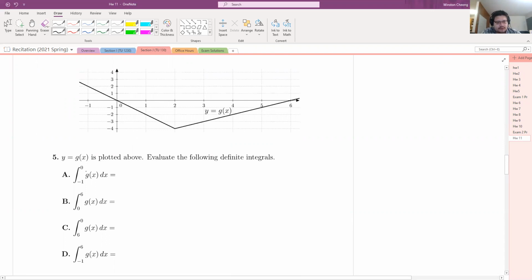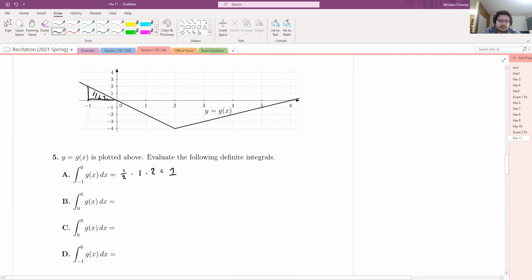So for 5a, what you see is we're looking at, I'm going to just shade it in, this area, this triangle. And so going from -1 to 0, that's going to be 1/2 times base times height. So 1/2 times 1 times 2. So that's just 1.